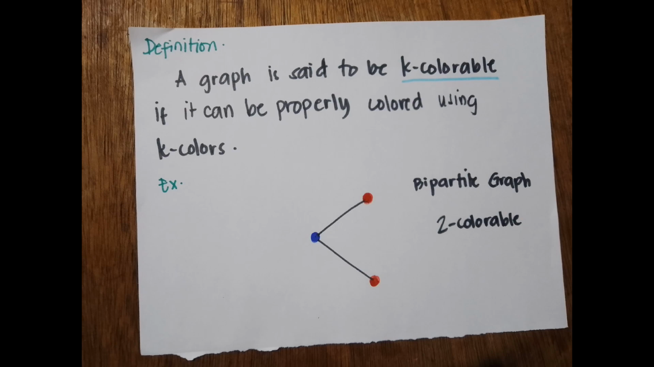So these two red vertices can be the same color, because they are not adjacent, unlike the blue and red ones which are adjacent. So that's why we gave them different colors, because they are adjacent. So now we can say that this bipartite graph is two-colorable.